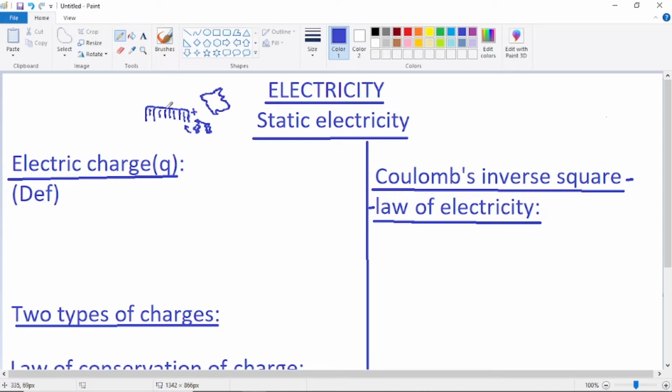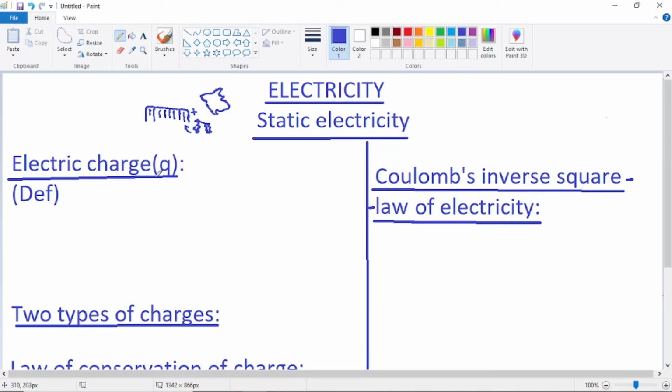So whenever any substance, not just a comb, any substance, is rubbed by any other substance, electric charge is always found on the substance. Not only on the substance which is getting rubbed, but even on the substance which is used for rubbing. This is called the rubbed substance. This is called the rubber. So the cloth is called the rubber. Even this rubber, the substance used for rubbing, also gets this property developed on it.